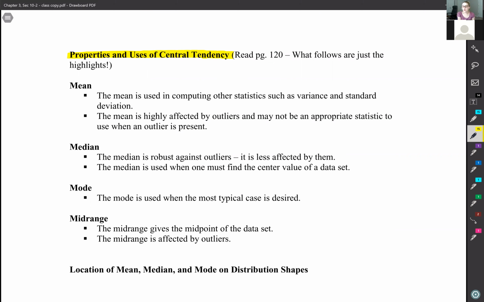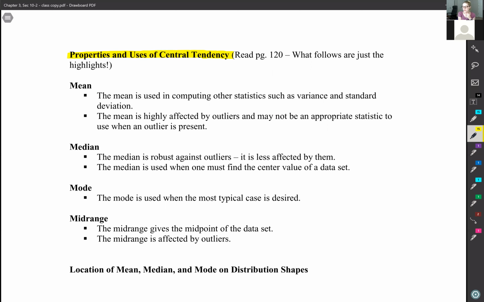So now we're just talking about the four big things that we talked about. So we talked about means, medians, mode, and mid-range. We did talk about the weighted mean, but that's just another mean. And we're just going to talk about some of these properties and uses.